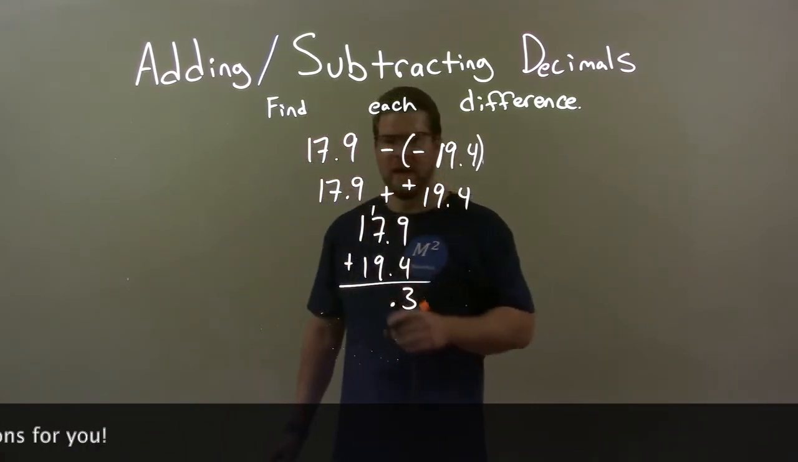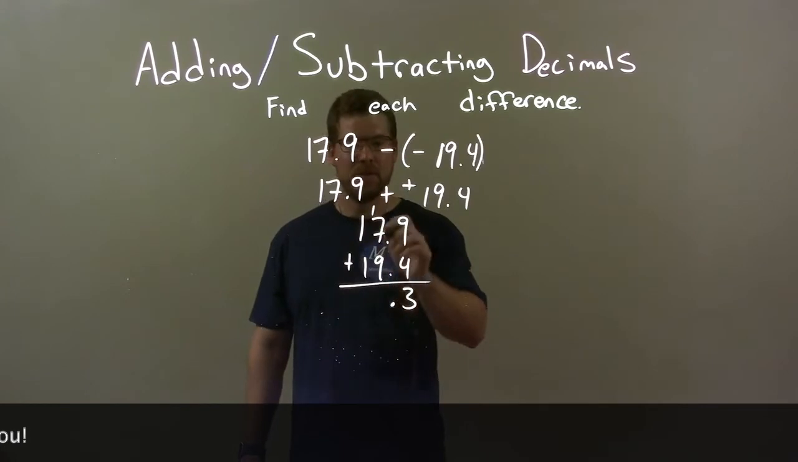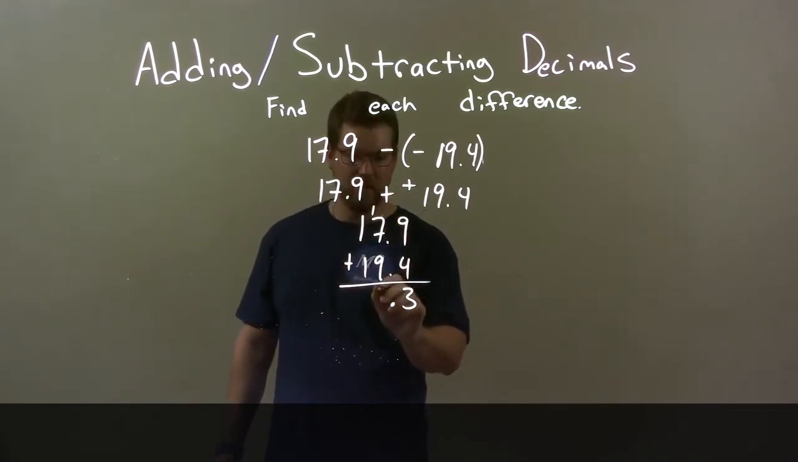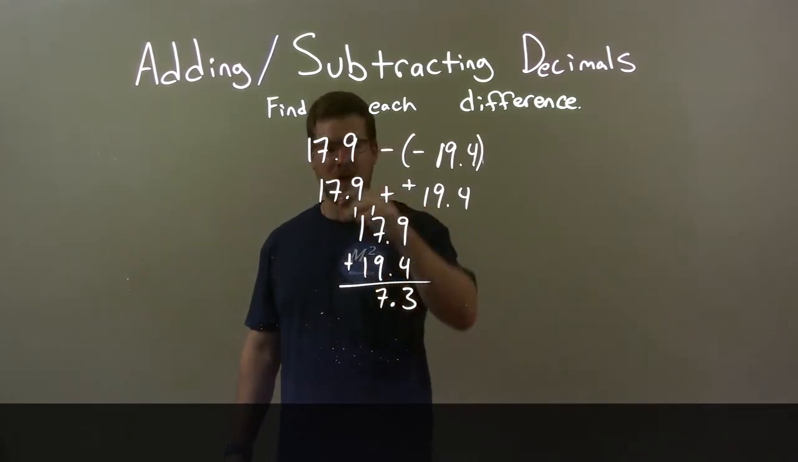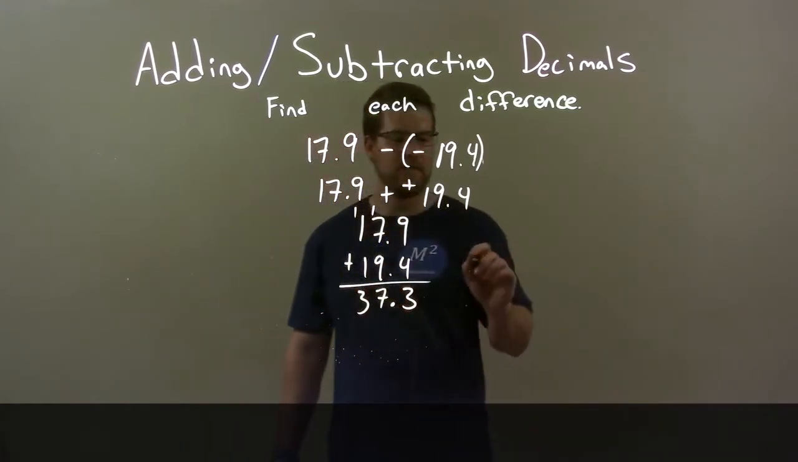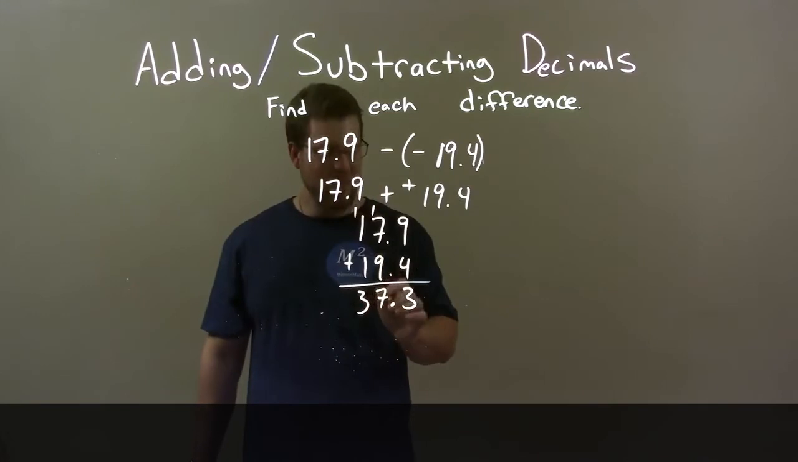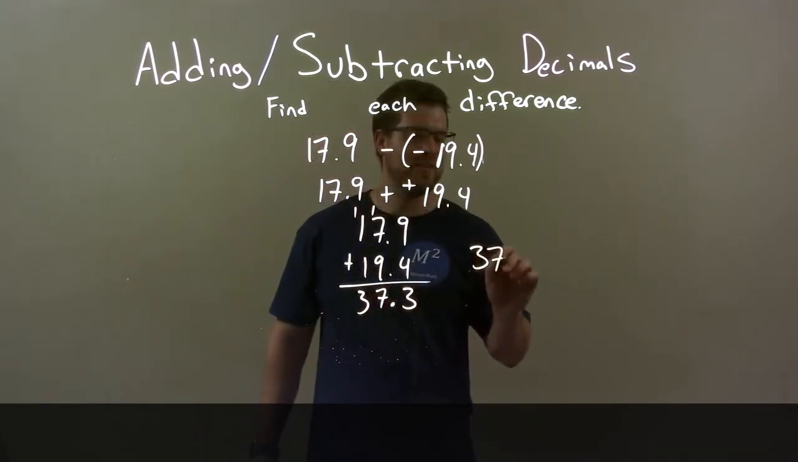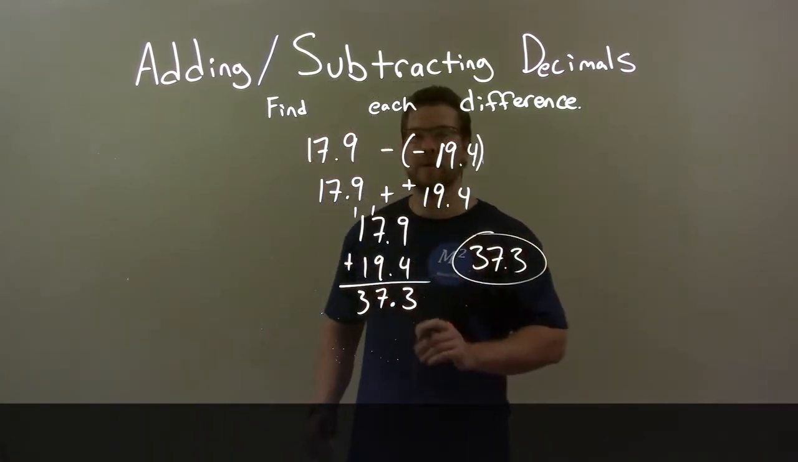Now, we have 1 plus 7 is 8, plus 9 is 17. Put a 7 here, add another 1, carry that. 1 plus 1 plus 1 is 3. We have 373, or 37.3. So my final answer is 37.3.